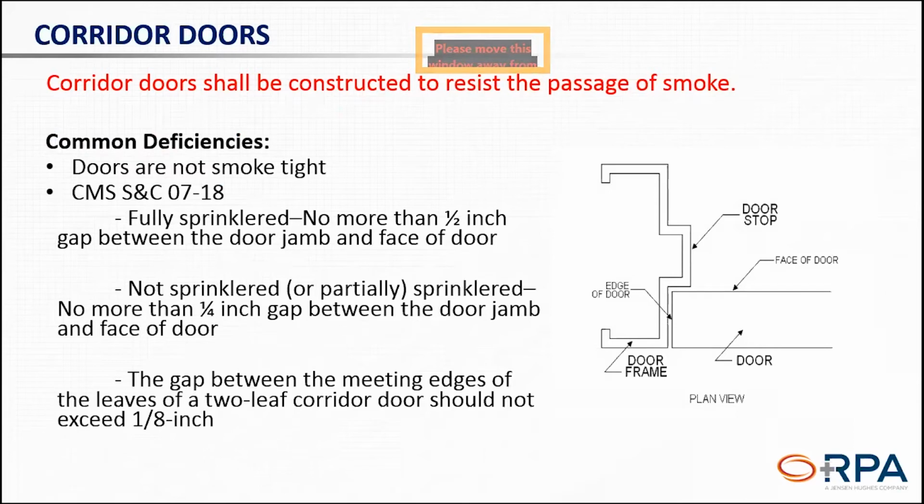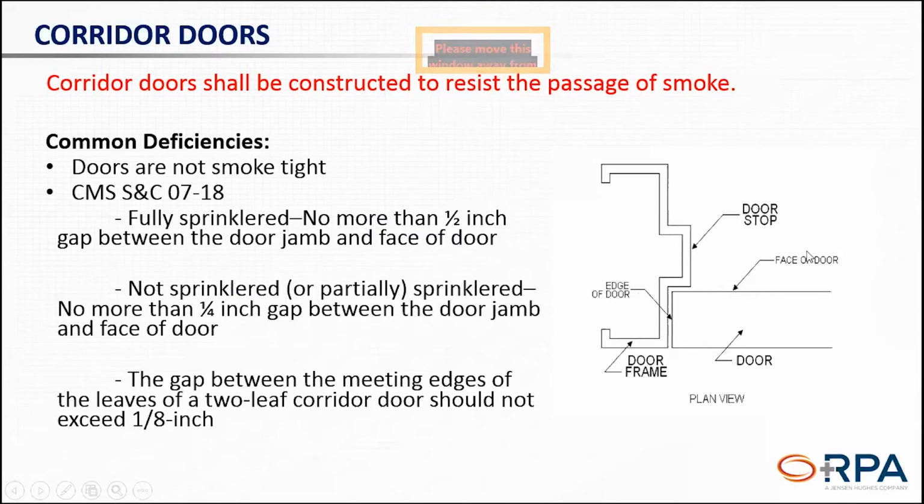And doors need to remain smoke tight. And what is that? Well, it has to close nice and tight to the door frame. So you can see here, here's the corridor side. Here's the inside of the room. The face of the door is here with the door stop. You can see it in the plan view here. So the gap that we're worried about as far as CMS is concerned is if we're in a fully sprinklered environment, no more than half an inch between the door stop here and the face of the door here. If we're not sprinklered or partially, that gap goes down to a quarter inch. That's not a very big gap.